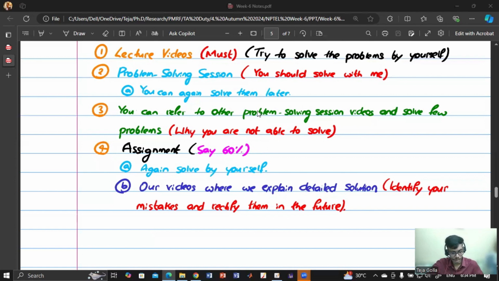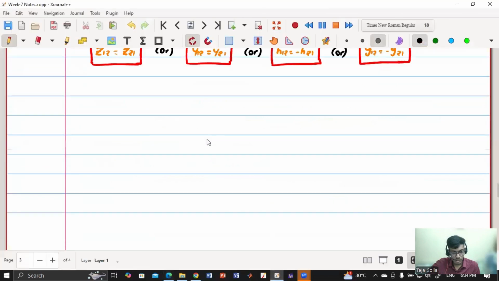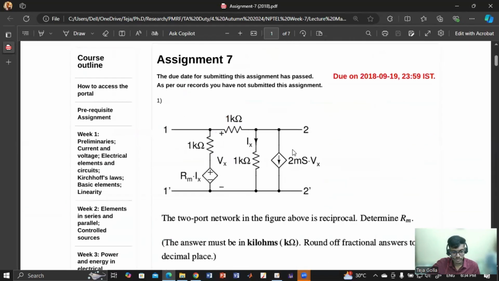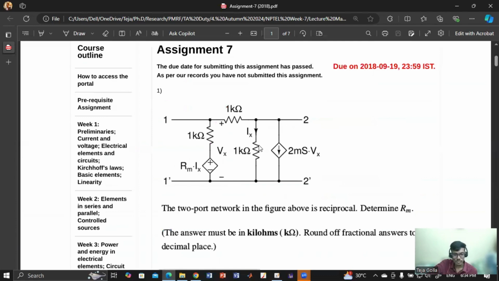Sir, let us solve problems on two-port networks. Yeah. So now it is the problem solving session. So first we'll start with the first problem.